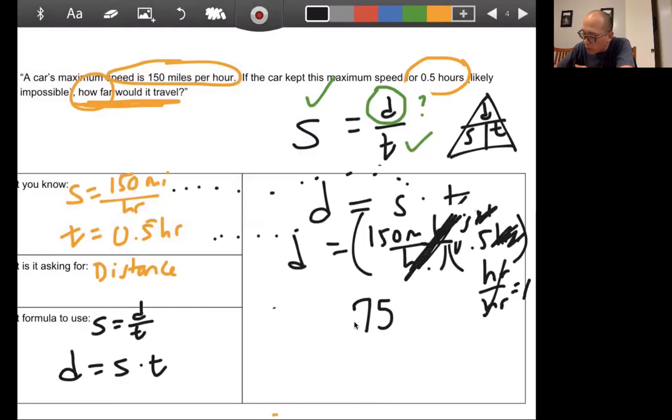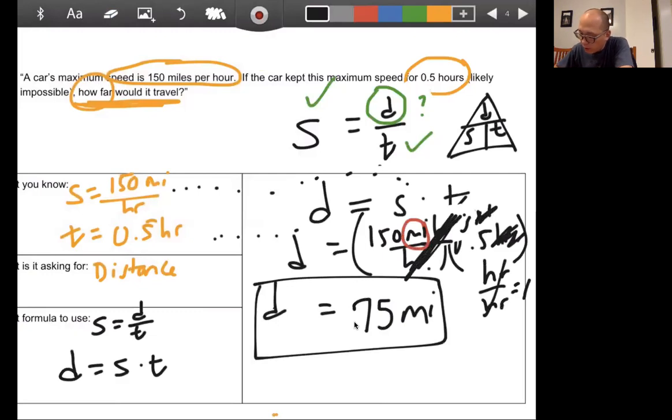So what's the only unit that's left? It's the meters. 75. Oh, I'm sorry, not meters, miles. Whoops, we were dealing with miles. Okay. Distance is 75 miles. So there's your answer. If a car kept the maximum speed of 150 miles per hour for 0.5 hours, how far would it travel? It travels 75 miles. This is using the speed formula to find something other than speed, based on what the problem's telling you.